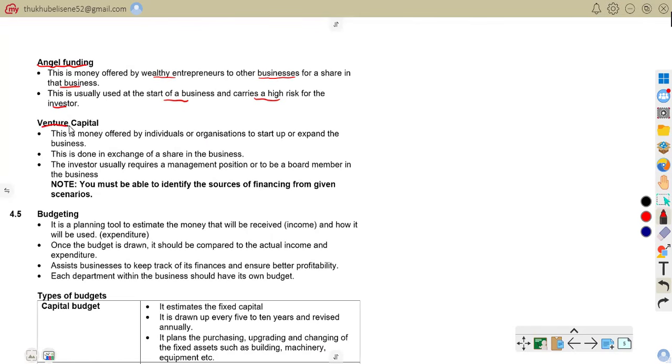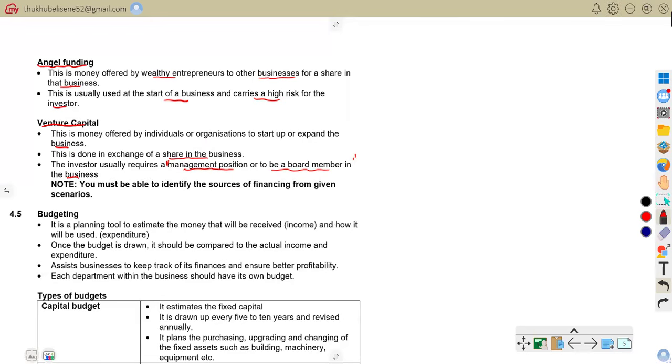Venture capital. This is money offered by individuals or organizations to start up or expand the business. This is done in exchange for a share in the business. The investor usually requires a management position or to be a board member in the business. So venture capital organizations invest for shares and management roles. They invest to get shares, and they also want management positions as well as to become board members in the business. So that is that.